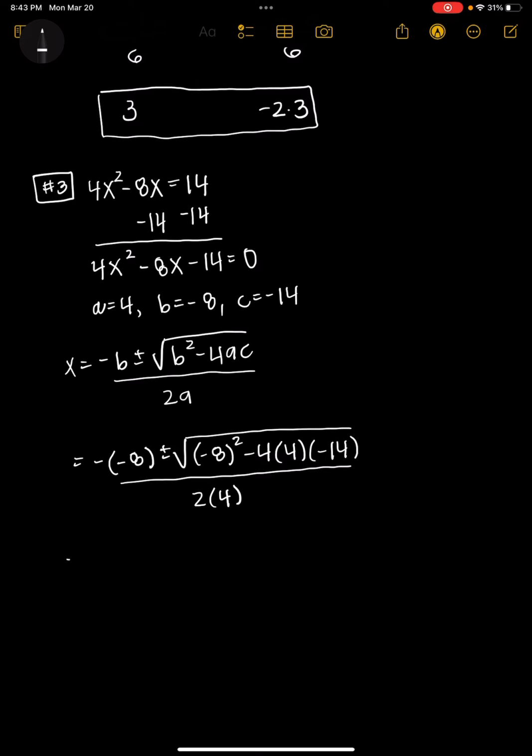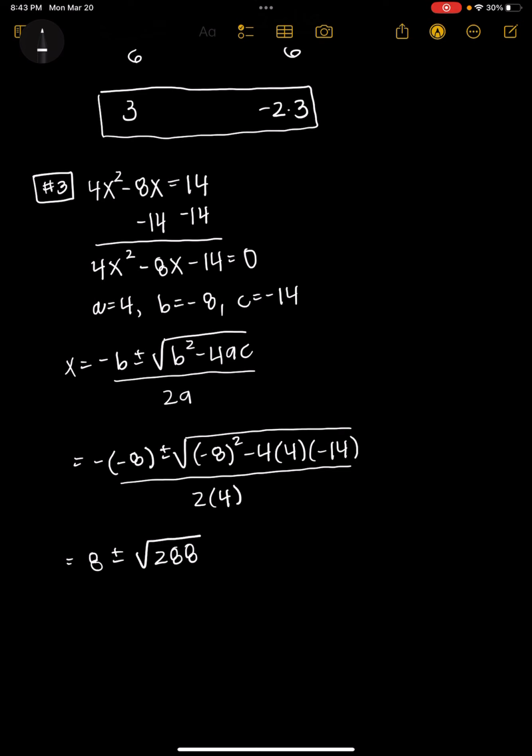So negative 8, those two negatives make a positive, so we've got positive 8 plus or minus the square root of negative 8 squared minus 4 times negative 14, which is 288. So notice when I plug this into a calculator, I'm not plugging the square root in, I'm just plugging in what's inside the square root.